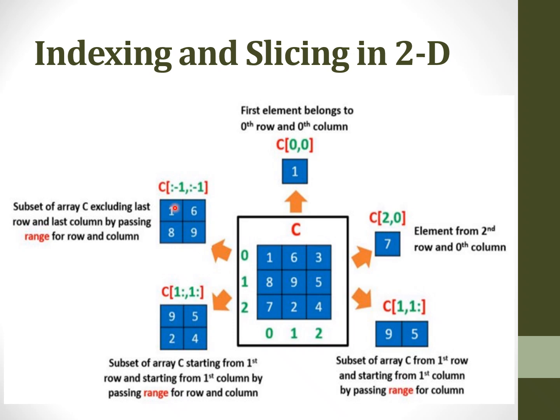Similarly, if you give -1, indexing goes like this: 0, 1, 2, and -1 means the anti-clockwise direction. So 1 6 8 9 will be printed here. This is how indexing and slicing is done in a two-dimensional array.